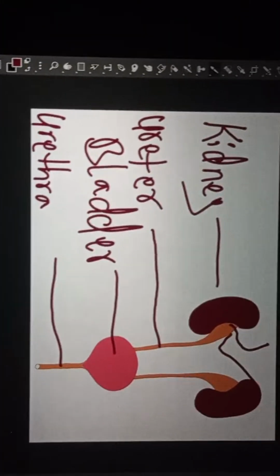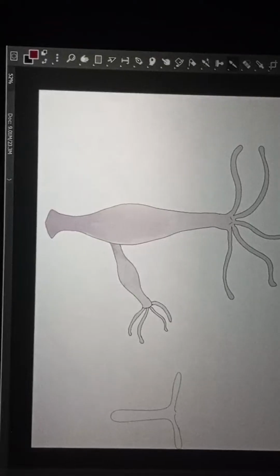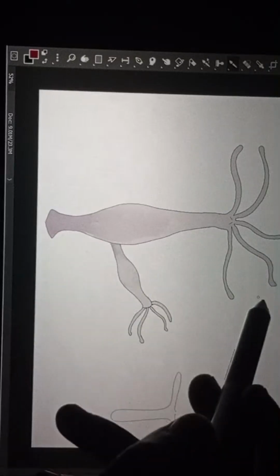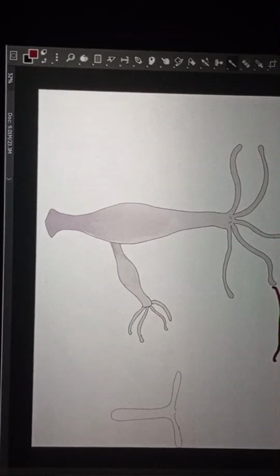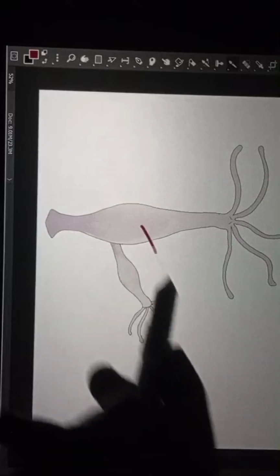So this is the application that we use to make all these pictures. This application is called Photoshop. And as I said, this is Hydra. Hydra is a very tiny organism. It is microscopic, not readily seen with the naked eye. You need to observe very carefully. So this is the body. These things are called tentacles, and this is the body.